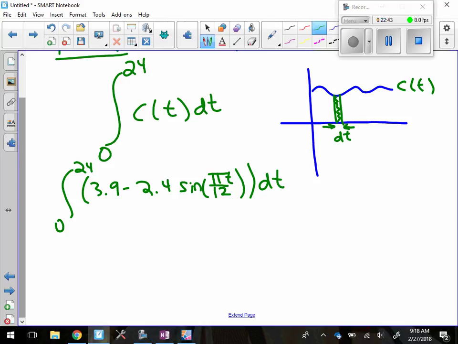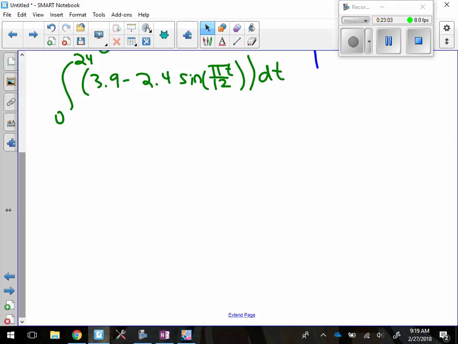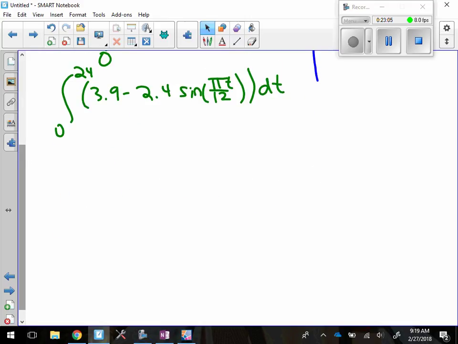And now this is why we spent all of chapter 7 and a good chunk of chapter 6 learning how to take integrals. So remember that this is really two integrals, right? So what's the integral of 3.9 dt?